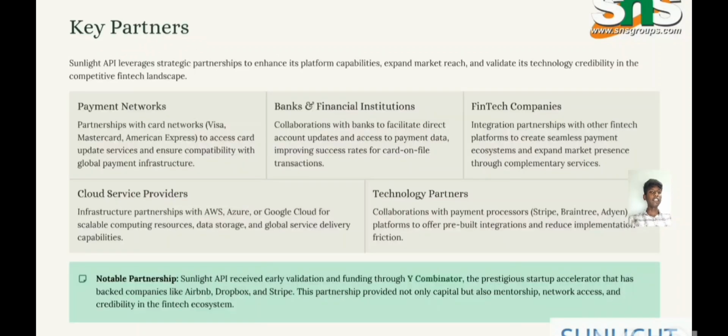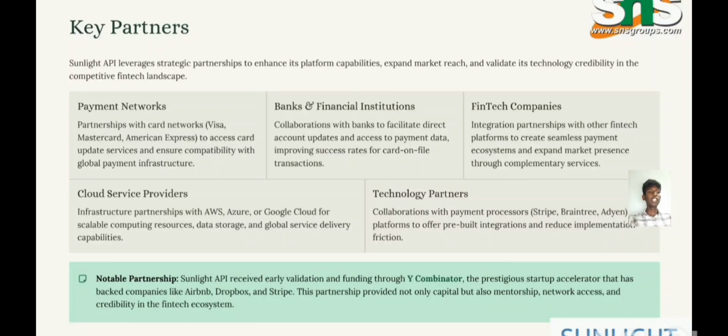Partners: Sunlight API leverages strategic partnerships to enhance its platform capabilities, expand market reach, and validate its technology credibility in the competitive fintech landscape. Payment networks: partnerships with card networks like Visa, MasterCard, and American Express to access card update services and ensure compatibility. Banks and financial institutions, fintech companies, cloud service providers, and technology partners.